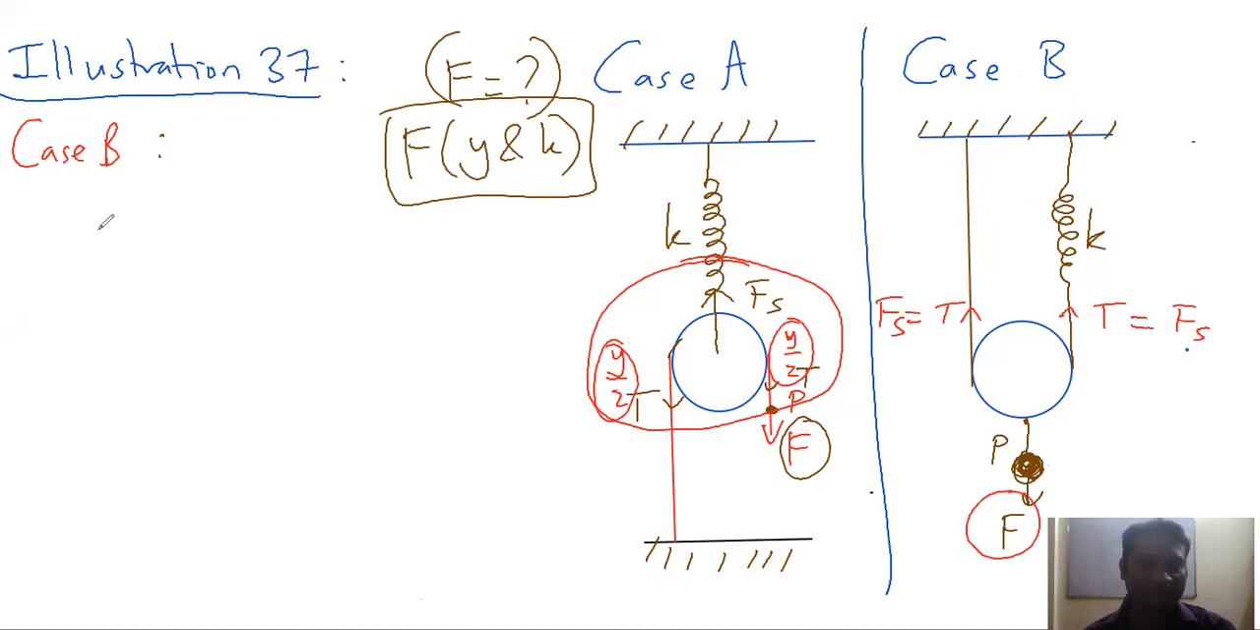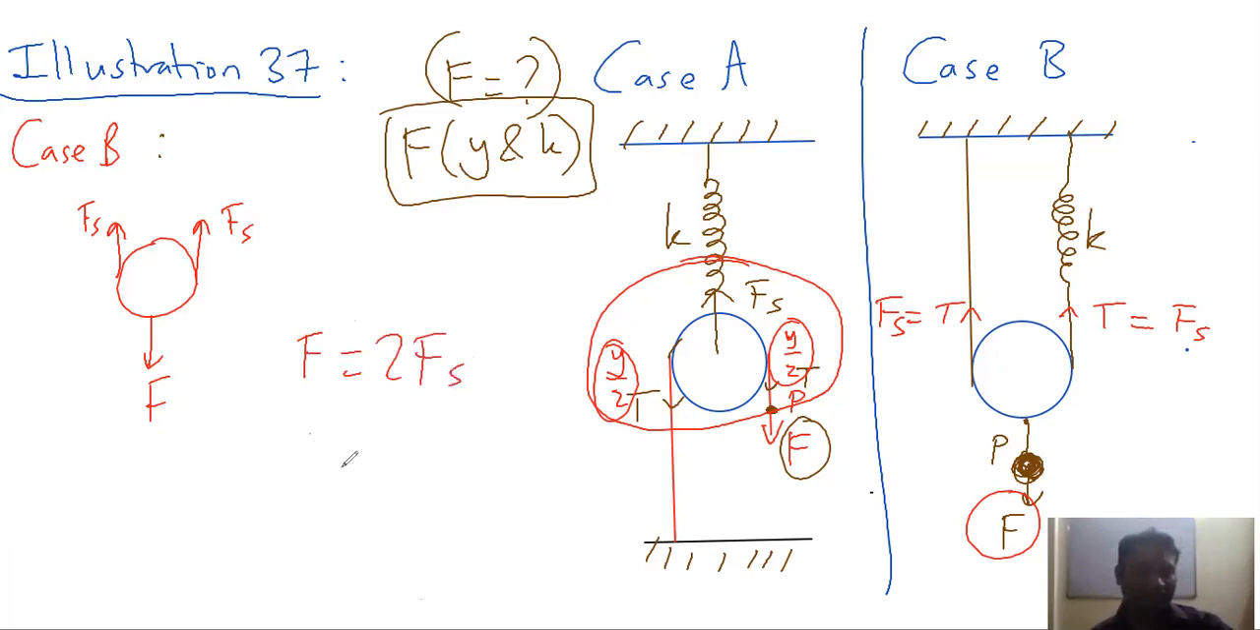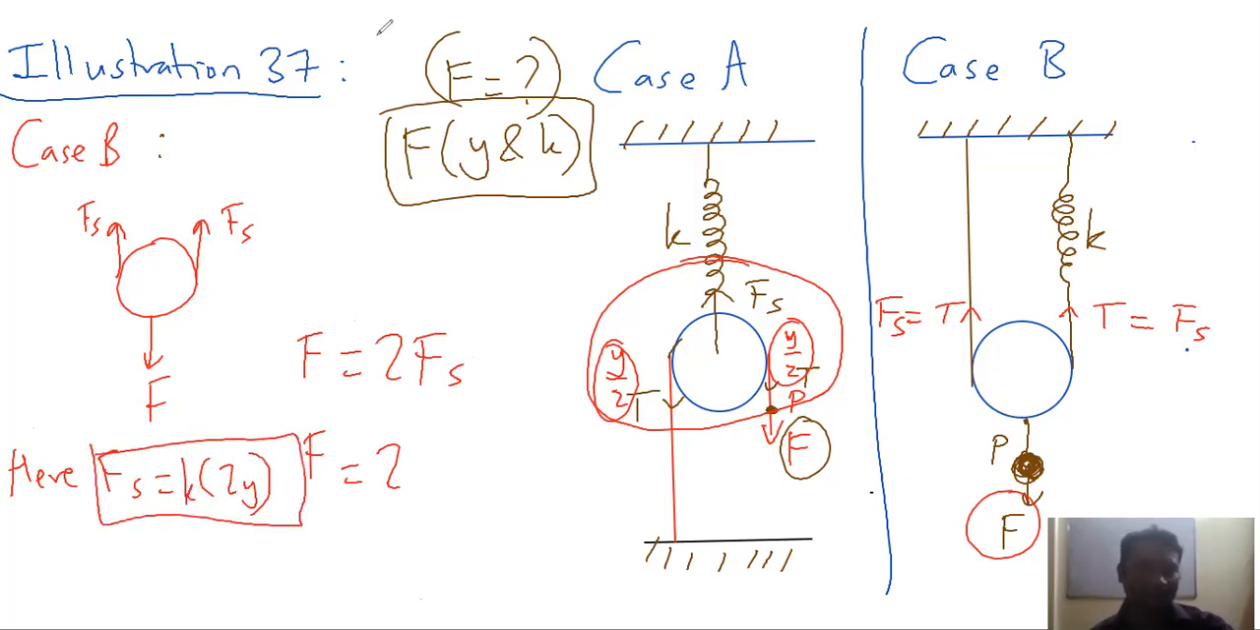So from this we can say for the pulley we have Fs force in upward direction here, Fs force in upward direction here, F force in downward direction here. So from this we can say F is equal to 2 times Fs. But what is the value of Fs? Here, if I write Fs equals K into 2y. Why do I write 2y here?